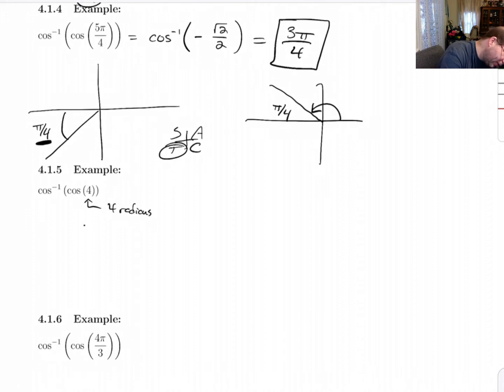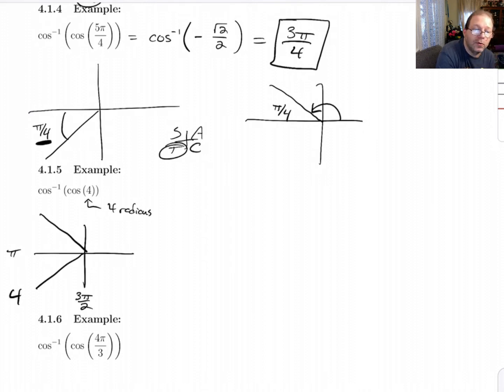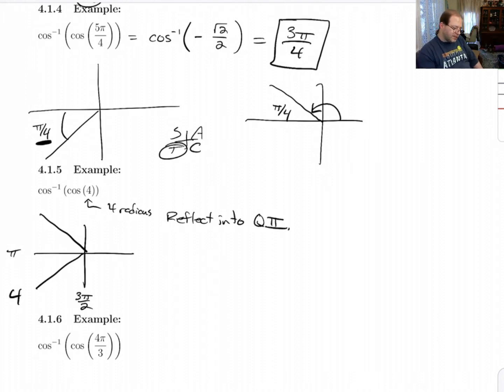So 4 radians, where is that? That's going to be over here somewhere. So we're still in quadrant 3. And what we're going to wind up having to do is take this and reflect it back into quadrant 2. So that's 4 radians. And this is pi radians, so that's 3.14. 3 pi over 2 is like 4.71.